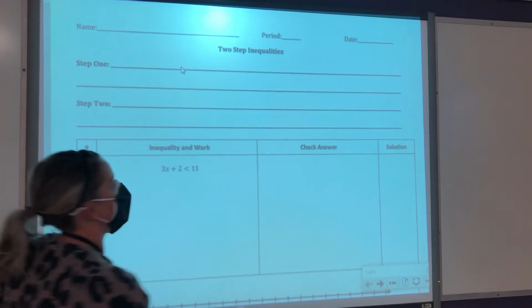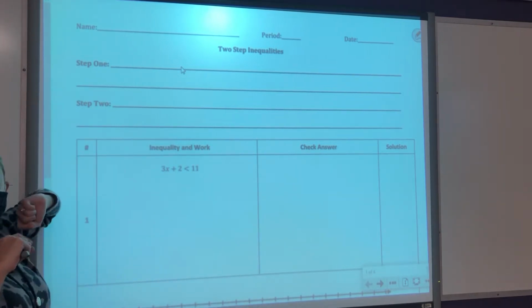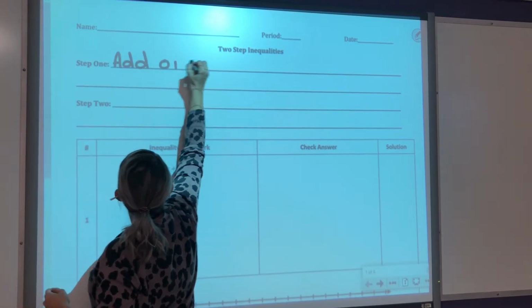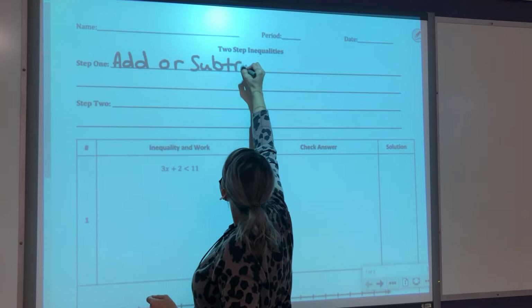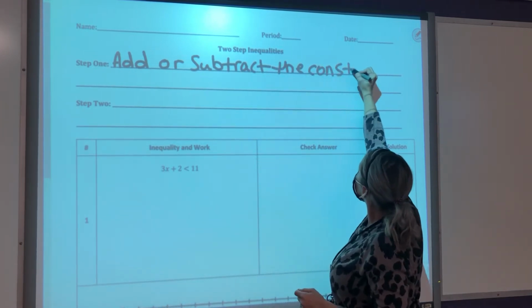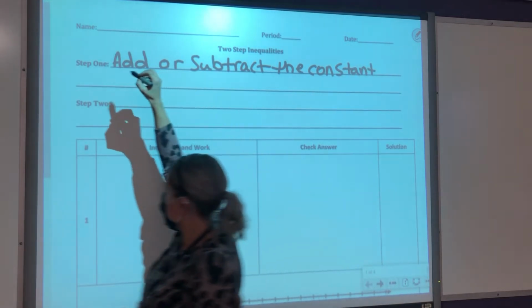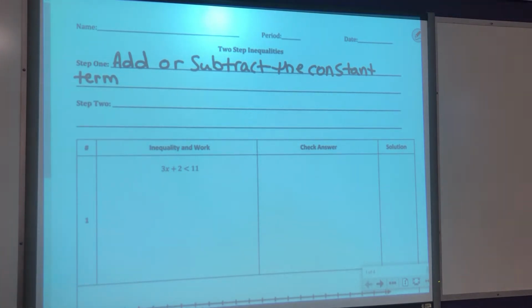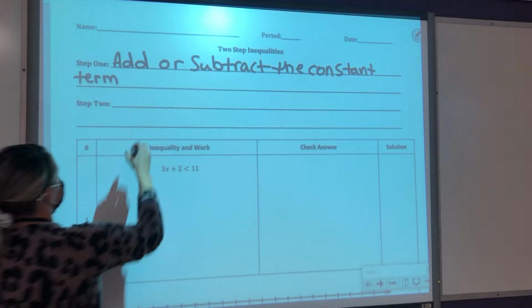It's all right, guys. All right, one-step equation. Inverse operation. We add or subtract the constant term. Okay, so we add or subtract the constant term first. If we add or subtract first, what do we do second? Multiply or divide. Thank you, Danica.